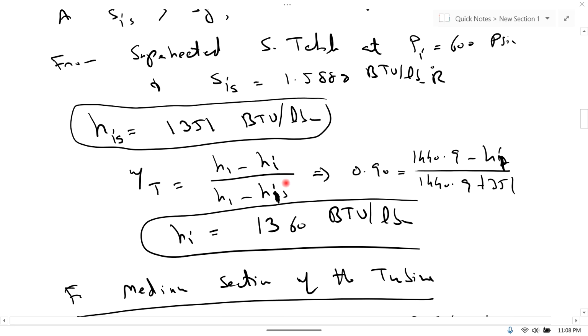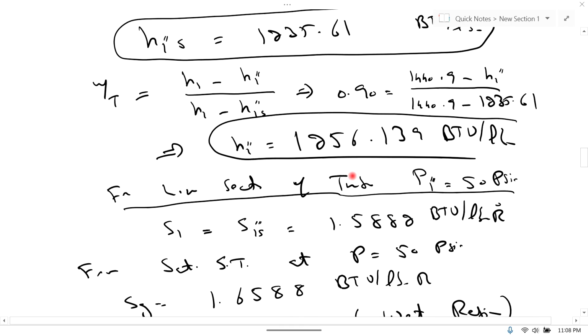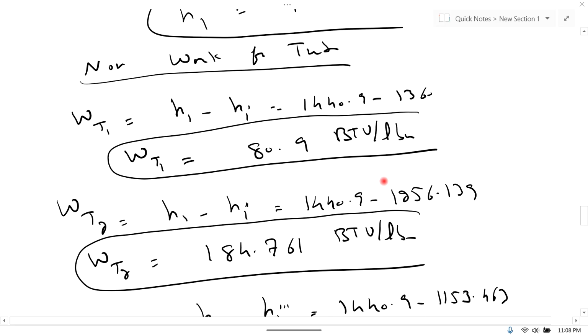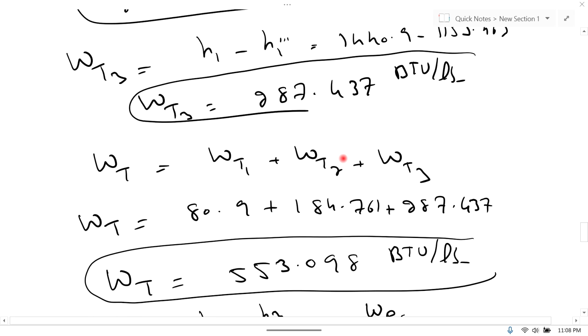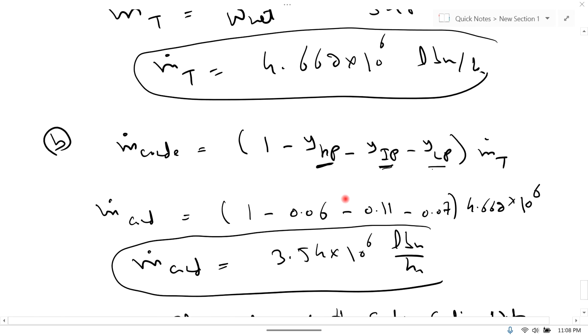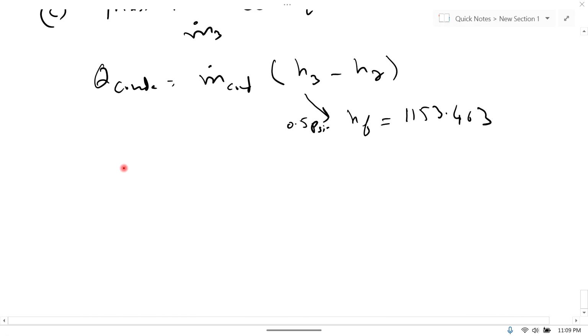Now this is H2. H2 is in the wet region, so we will use a saturated steam table to find H2. For H2, we will find entropy, and then we will find H2. For H2 we will do some calculation.